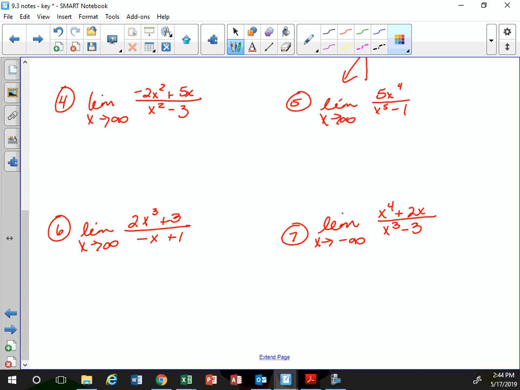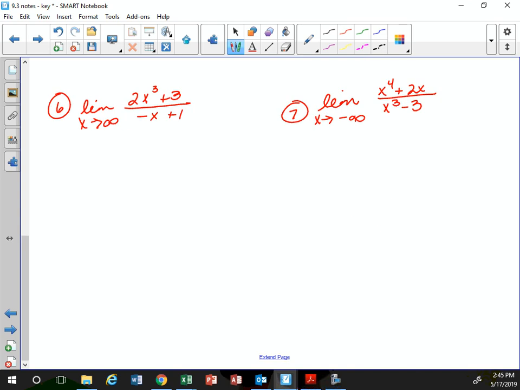All right, number 4. Top heavy, bottom heavy, or equal? Equal. So what's your answer? Number 5. Top heavy, bottom heavy, or equal? What's your answer? 0. We like 4 and 5, right? Okay, 6. Top heavy, right? Negative 2x, so negative 2x squared. So I go, okay, that's this guy. And what do we need to include with our negative infinity? Good. All right, how do we feel about 6?